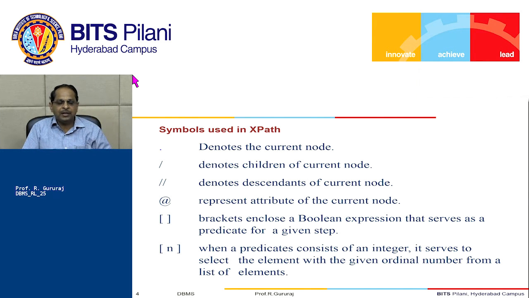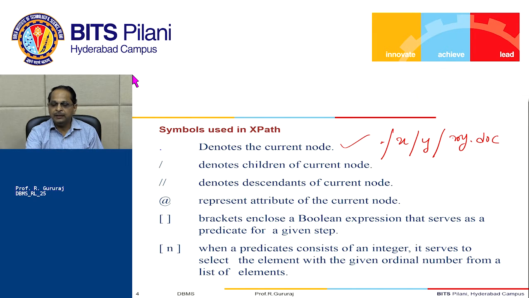And what are the various symbols that are used in XPath expressions? The dot symbol denotes the current node, and an XPath expression is more like the expressions we use to represent the hierarchical paths in file structures. Okay, so if I say this, what is the meaning of this? And then if I say my.doc, what is the meaning? In the current directory, there is a subdirectory called X, there is a subdirectory under that called Y, and in that subdirectory there exists a my.doc file. So similar kind of expressions we use to represent or to address the locations in XML documents.